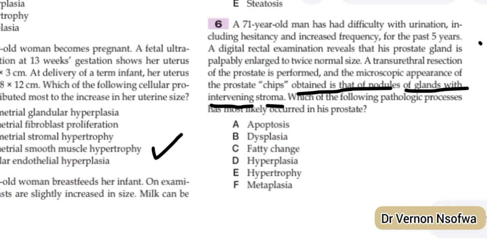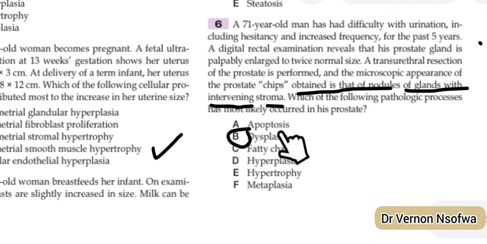Okay, so dysplasia, like I said earlier, can lead to cancer, and there are grades of dysplasia. We'll talk about that when we talk about cervical cancer. When there's severe dysplasia, the dysplastic tissue will start invading neighboring tissue, and that's what has been mentioned here. So the chips obtained are of nodules of glands with intervening stroma. That's why the answer is easy: dysplasia.